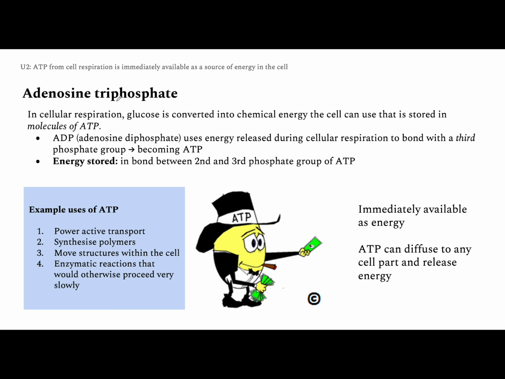So let's talk more about ATP. In the process of cellular respiration, glucose is converted into chemical energy that the cell can use, and this energy is stored within the molecules of ATP. During cellular respiration, there is a molecule called ADP, and if we look at the name, di refers to 2, in contrast with adenosine triphosphate, where tri refers to 3. So adenosine diphosphate contains 2 phosphate groups, while adenosine triphosphate contains 3 phosphate groups.